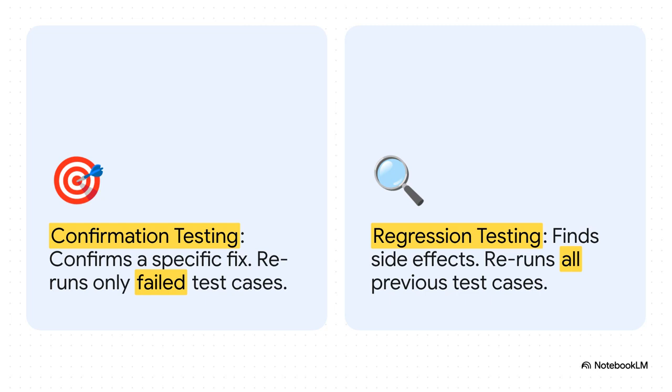It all comes down to two words: goal and scope. Confirmation testing is the specialist. It's like a surgeon who's been called in to check on one specific patient. Its goal is super narrow, just confirm the fix. And its scope is tiny. It only reruns the one test that failed. On the other hand, regression testing is the general inspector. It's doing a full sweep of the entire building. Its goal is broad, check for any unexpected problems, anywhere. And its scope is huge. It reruns a whole suite of tests that were already passing just to make sure they still are.